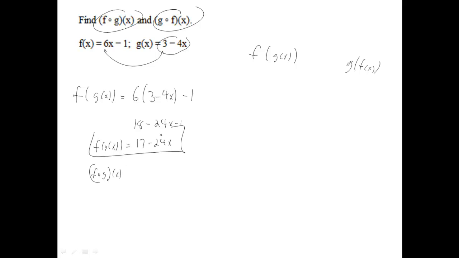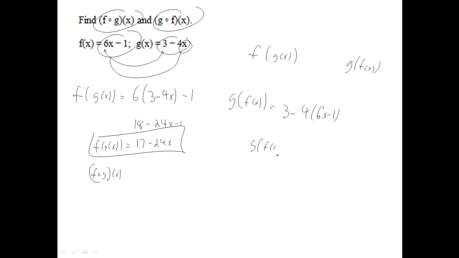All right, to do g composed of f, we do just the opposite. So if we want to do g composed of f of x, we put f in the place of g's domain value. So in this case, instead of putting x right here, we put the f function into the x here. So that's going to be 3 minus 4 times, and here I'm going to put 6x minus 1. And then I'll just simplify this: g of f of x equals 3 minus 24x minus 4. So I get 3 minus 4, negative 1, so this would be negative 1 plus 24x, or rather, negative 1 minus 24x. So it would be negative 24x minus 1 is going to be that thing right there, g composed of f. All right, that's composition of functions.